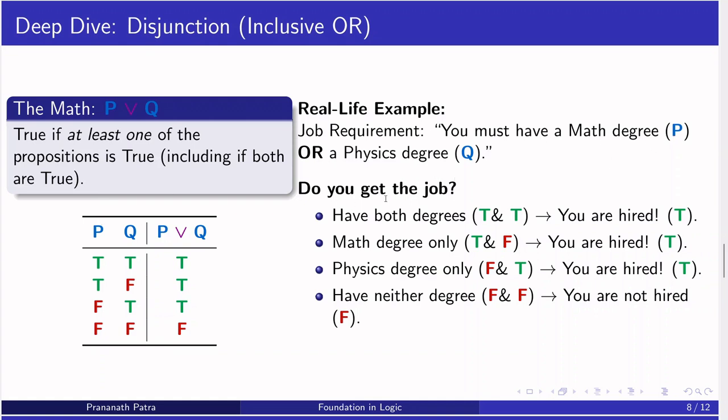If you have both, you're hired, true. Only a math degree, hired, true. Only a physics degree, still hired, true. Neither degree, sorry, you're not getting the job, false. The only time OR fails is when both inputs are false. That's the key distinction, and it's what separates inclusive OR from exclusive OR, which we'll see next.